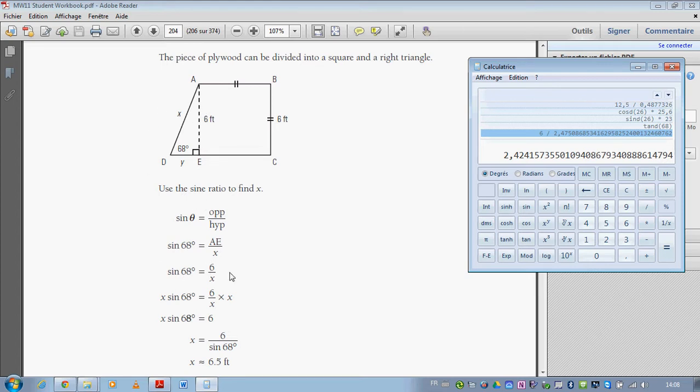And that's what they do over here. They do the same steps as we did previously to isolate for x. So you multiply both sides by x, and then you divide by sine of 68. Okay, so you get this. And then just inputting that into our calculator, here's sine of 68, and then 6 divided by that gives us 6.4712 feet.